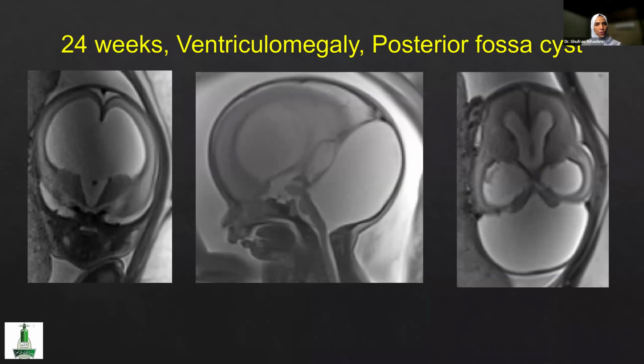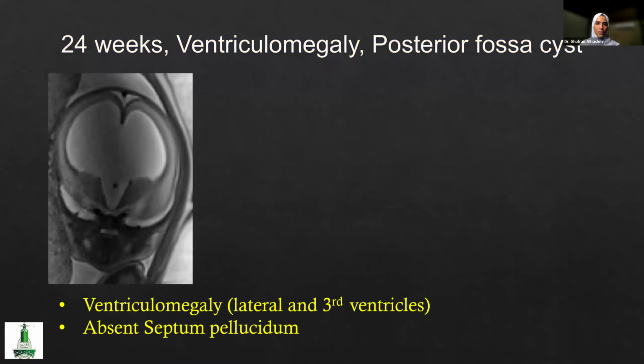This is a 24 weeks gestational age patient referred from ultrasound with ventriculomegaly and a posterior fossa cyst. So in this coronal image, you see that there is bilateral severe ventriculomegaly. Also, the third ventricle is dilated, and you don't see the septum pellucidum.